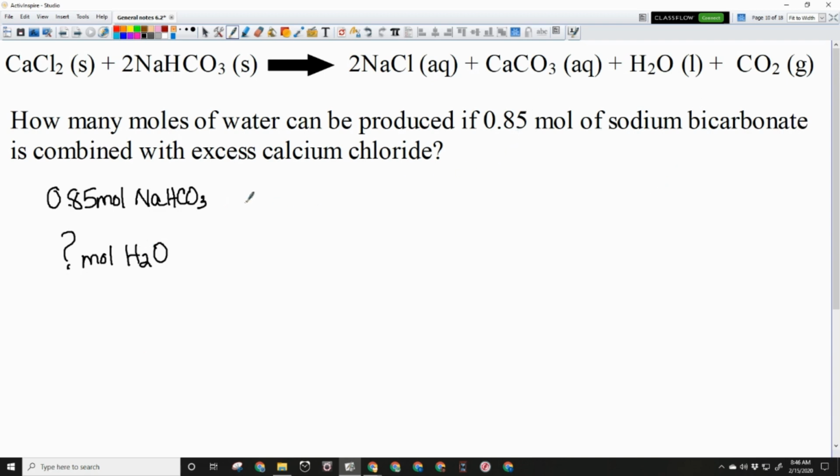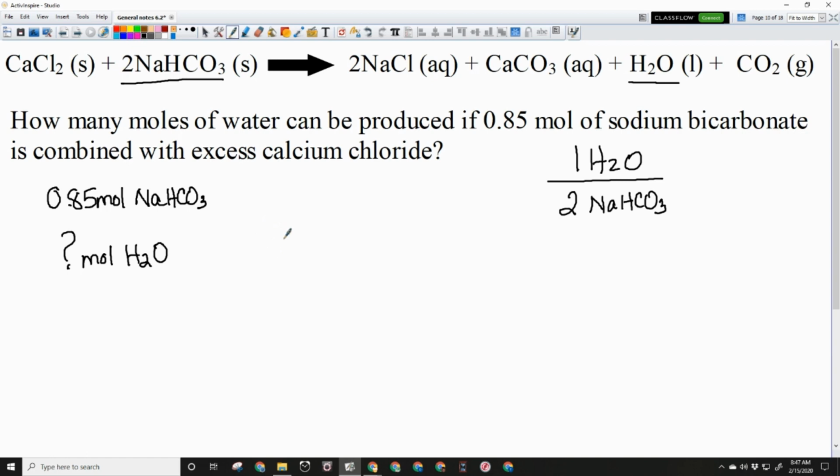Okay, so now we just need to look at the molar ratio between sodium bicarbonate and water. Now I'm going to go ahead and get this conversion factor set up before I start. So it's going to take 1 mole of water is equal to 2 moles of sodium bicarbonate. Okay, so that's the conversion factor that I'm going to need. We're converting from sodium bicarbonate to water.